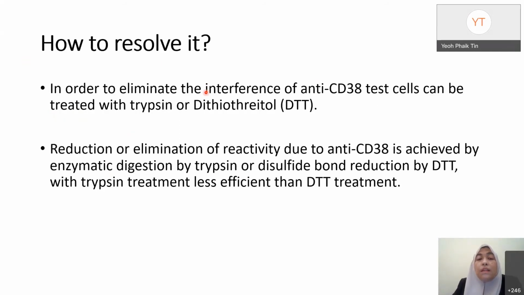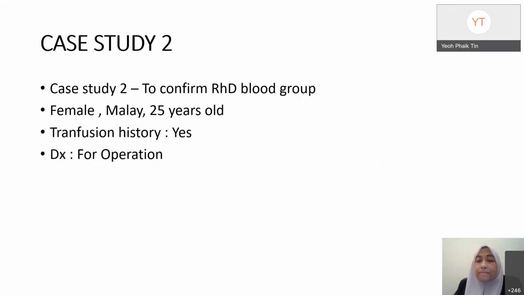How to resolve it? In order to eliminate the interference of anti-CD38, tests can be treated with trypsin or DTT. Reduction or elimination of reactivity due to anti-CD38 is achieved by enzymatic digestion by trypsin or disulfide bond reduction by DTT. From the literature review, DTT treatment is better than trypsin. Case study 2 that was referred to us is to confirm the RHD blood group.